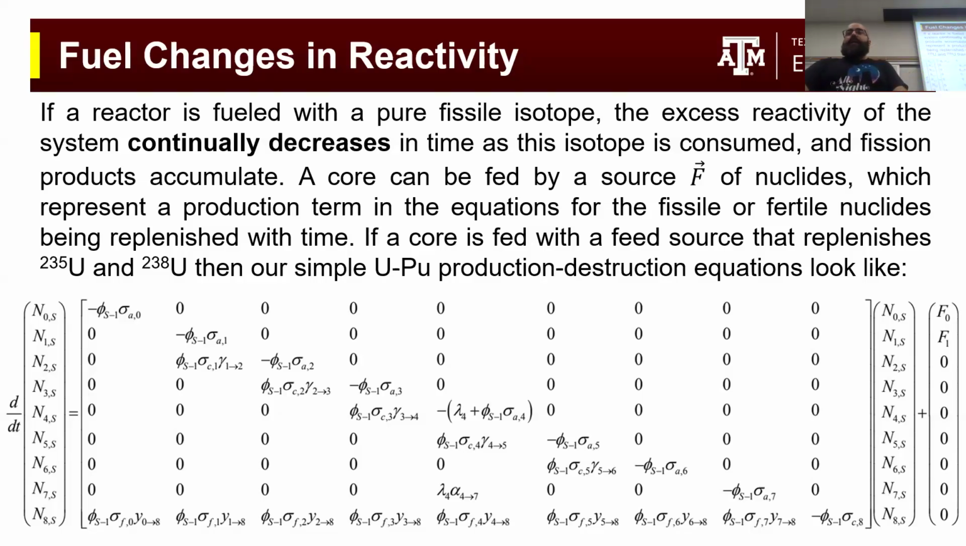And so you can add in a feed source, F, with a vector. The vector F is a vector of sources for my different fissile nuclides and for my fertile nuclides, which represents a production term that would appear in my differential equations. For the uranium-235, we'd be saying that it's lost due to absorption, but it's also gained if we have a feed source continuously replenishing the amount of fuel in my system. That's what those F's are.